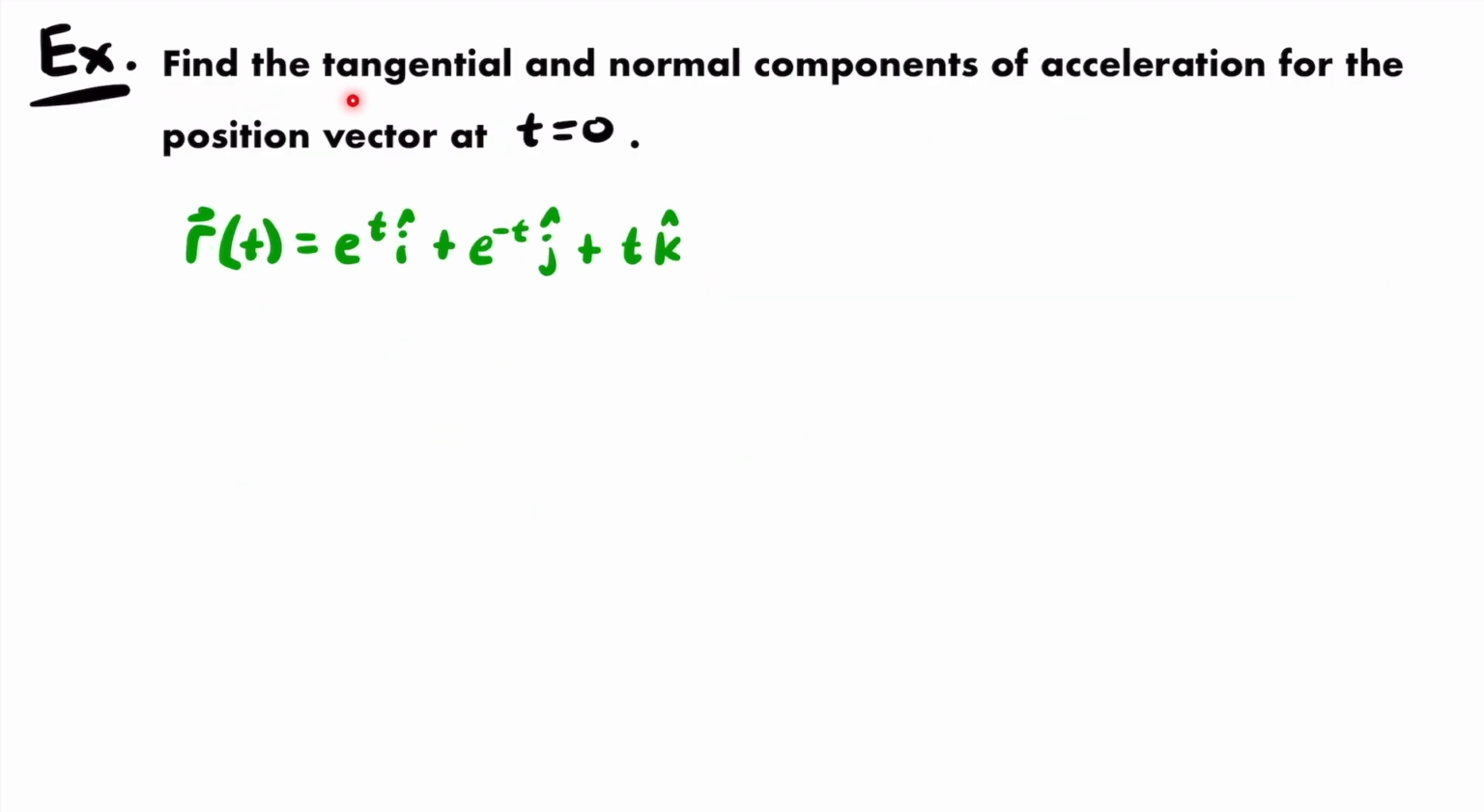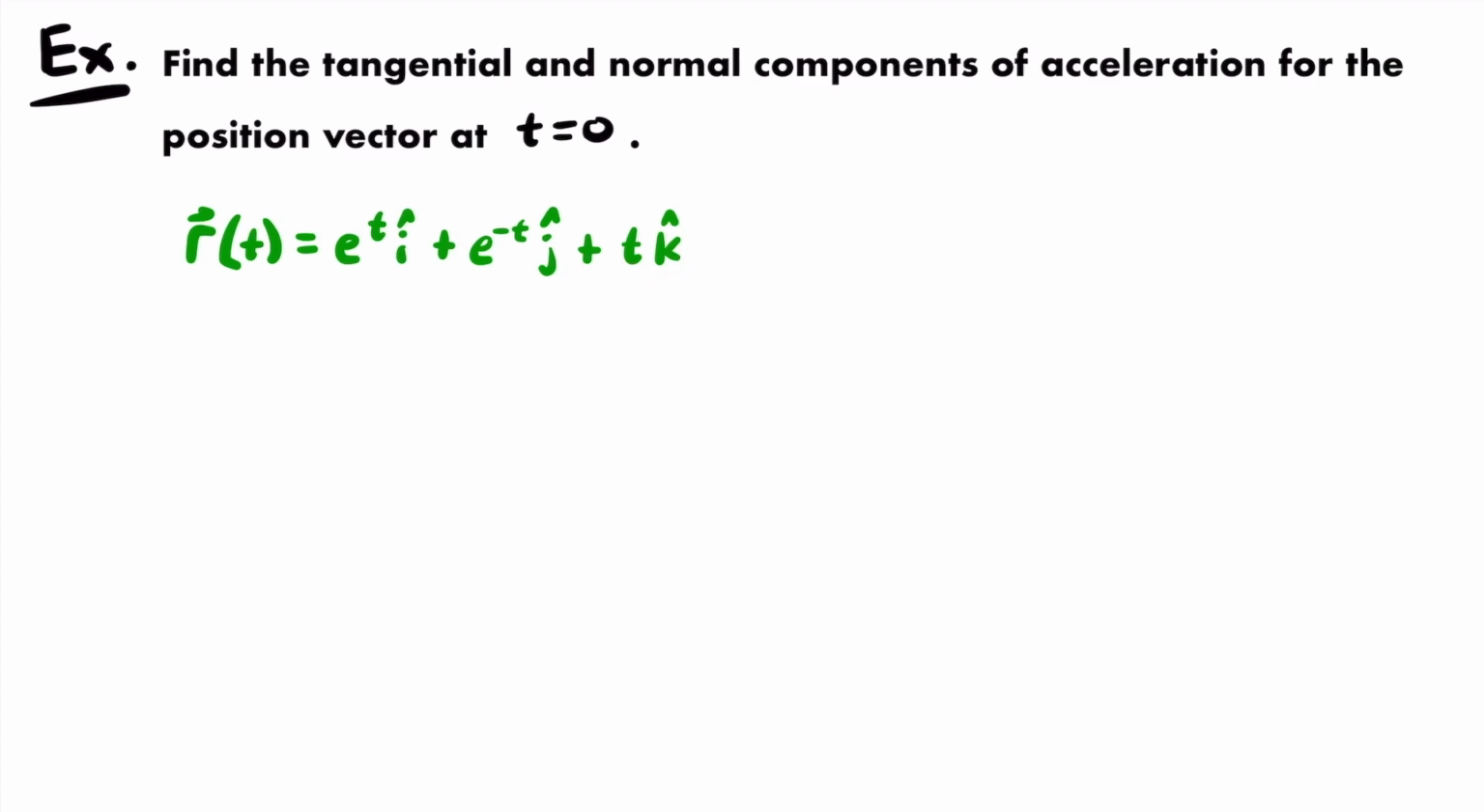Next up, we want to find the tangential and normal components of acceleration for the position vector at t equals 0. And our position vector r of t is equal to e to the power of t times i plus e to the power of negative t times j plus t k.